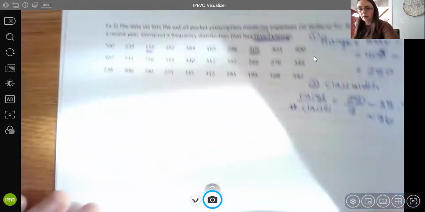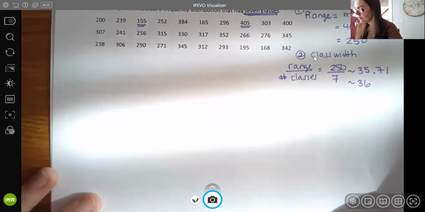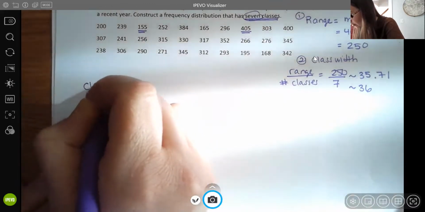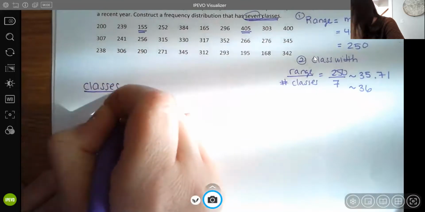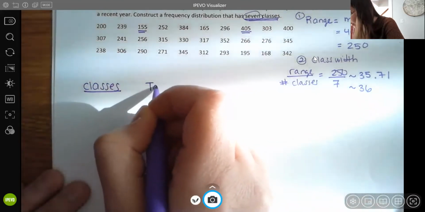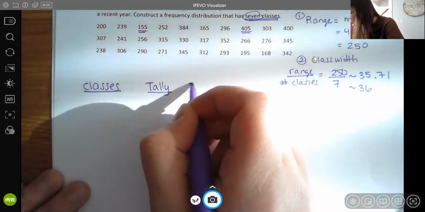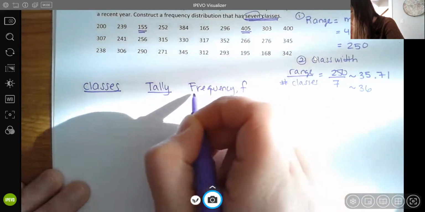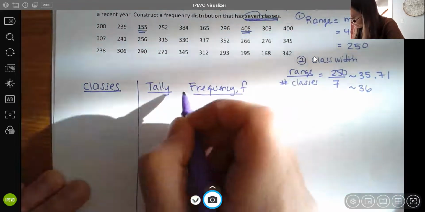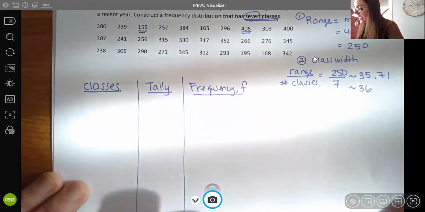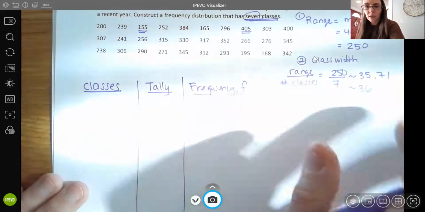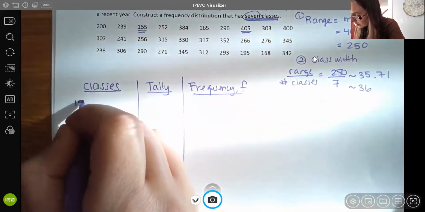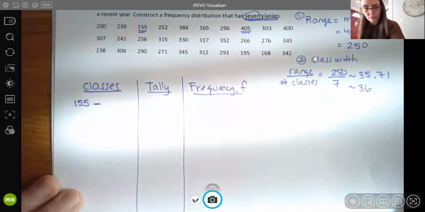All right, so now I'm going to go ahead and start making my table. So I have my classes. I have my tally next, and then I'll go ahead and add up my frequencies. We just use F for frequency. All right, now you don't have to start with the minimum, but a lot of times we do. So my minimum value is 155. So I'm going to make that my first lower limit.